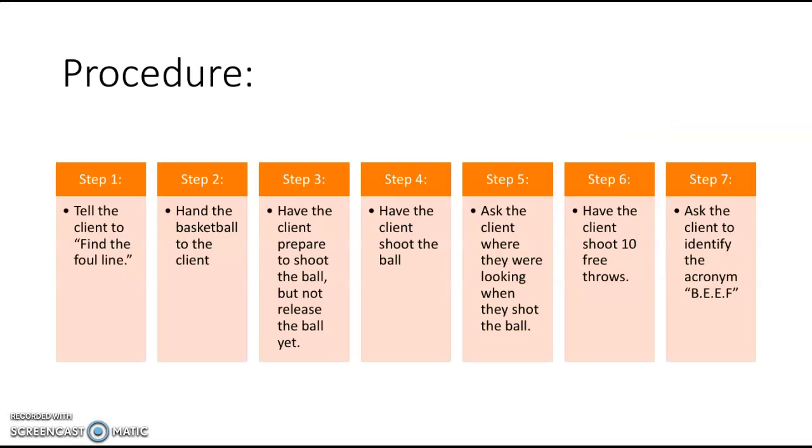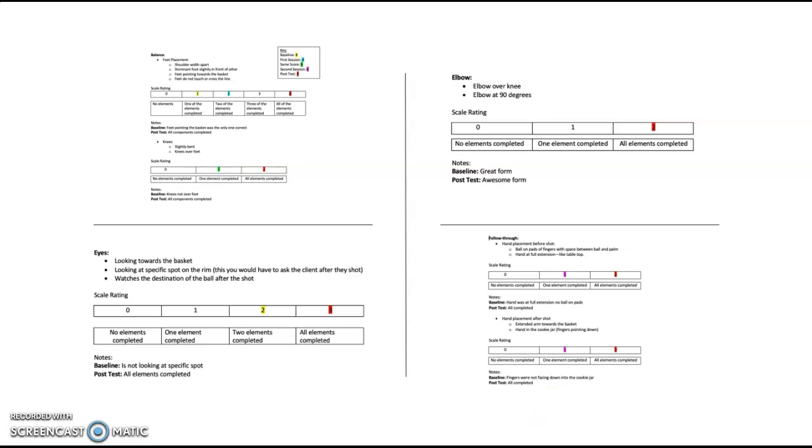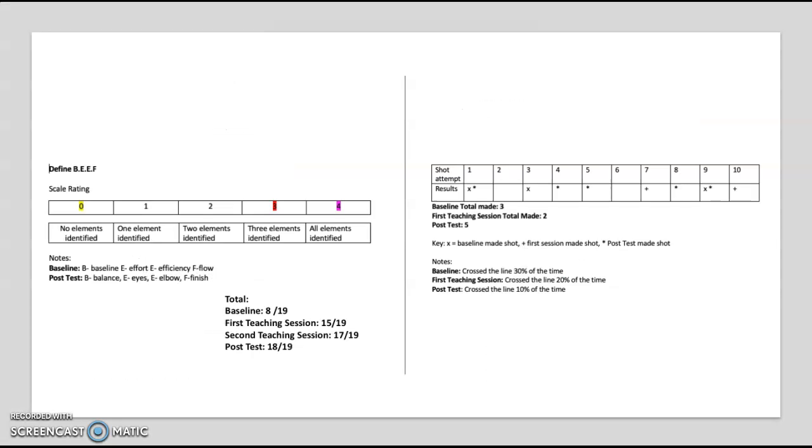For the post-test, I provided the same procedures, the same 7 steps as the baseline. And this is the data. Red is the post-test and yellow is the baseline. And as you can see, the client improved and got all of them correct, and the one component they missed was the F, which is follow through. They said finish, which is also related to basketball. So when provided a verbal cue, the client did get 4 out of 4.